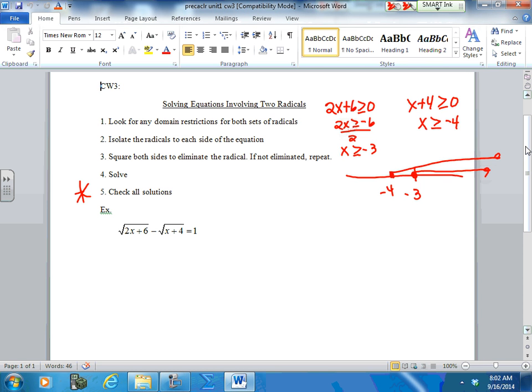Now, if we go with the -4, this one's going to fail. They both overlap in here. So our domain has to be from -3 to infinity. Because if we use the -4, one radical doesn't work. Right? So you have to use where they intersect, where they overlap. So that's going to be our domain for this. Now, our next step is to isolate your radical. They're both on the same side. Move one to the other side. So that we get rid of the negative at the same time, just add this to both sides. This is the same as algebra 2.